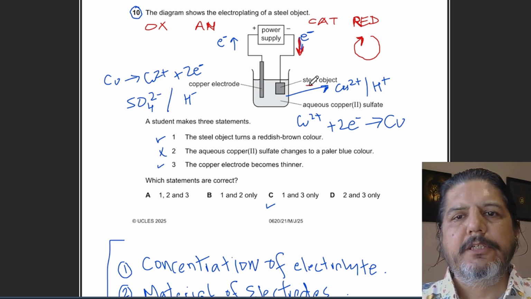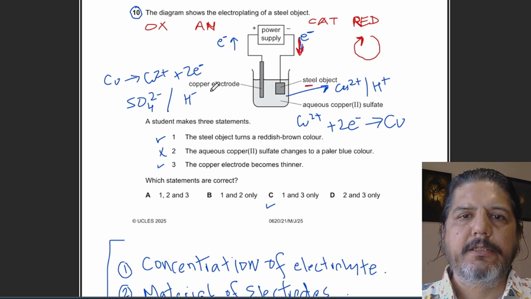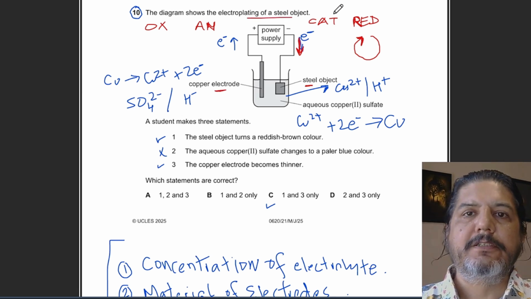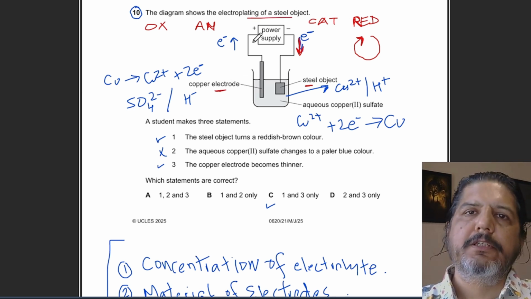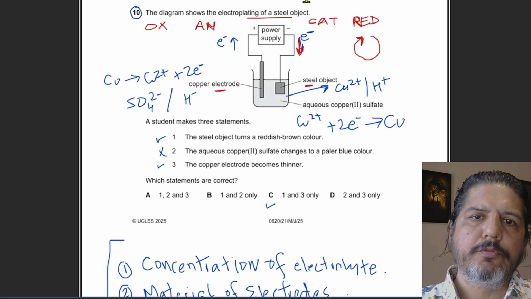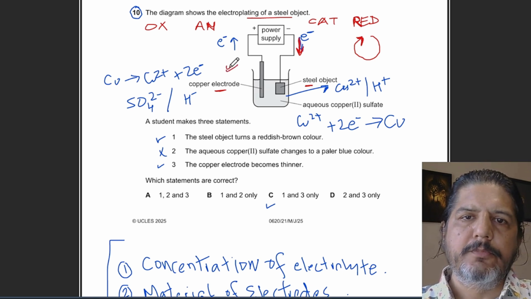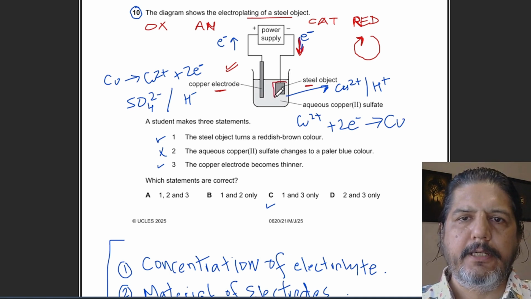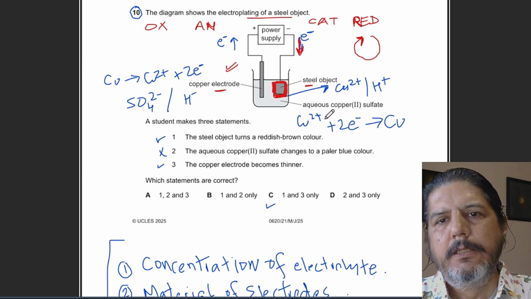Now this is the steel object. The cathode is made of the steel object. The copper electrode. We are electroplating the steel object. So basically what we want is that the copper should move from this side to this side, because we are electroplating the steel object. So this should get a layer of copper over it. This is how it should look like.